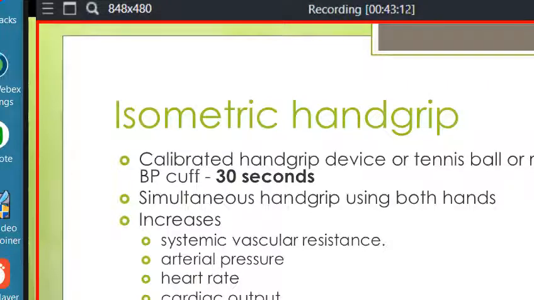We come to the next important thing, which is the isometric hand grip. You either use a calibrated hand grip device, or you simply compress a tennis ball or a rolled up BP cuff continuously for 30 seconds. And you should use both hands simultaneously. So what does this hand grip cause? It increases systemic vascular resistance, arterial pressure, heart rate, and cardiac output. It also increases the left ventricular filling pressures.